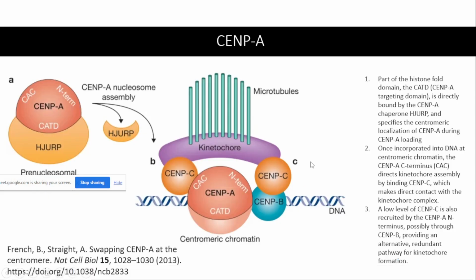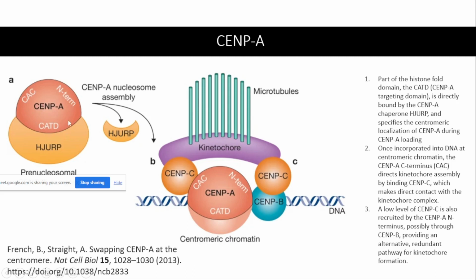How is it working? First of all, CENP-A is a part of the histone fold domain, and it has a region called CATD, which is known as the CENP-A targeting domain. It is recognized by HJURP, which is a chaperone of CENP-A. This recognition of the CATD domain by HJURP helps to recruit CENP-A to the centromere. So for recruiting CENP-A to the centromere, you need the CATD domain in CENP-A.